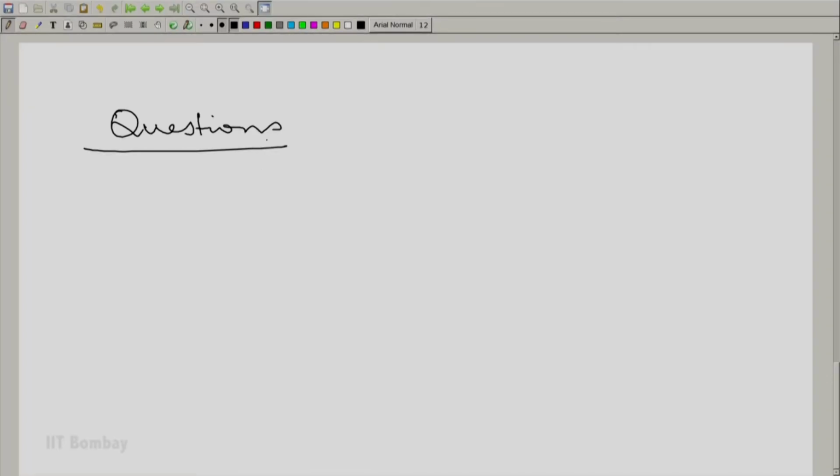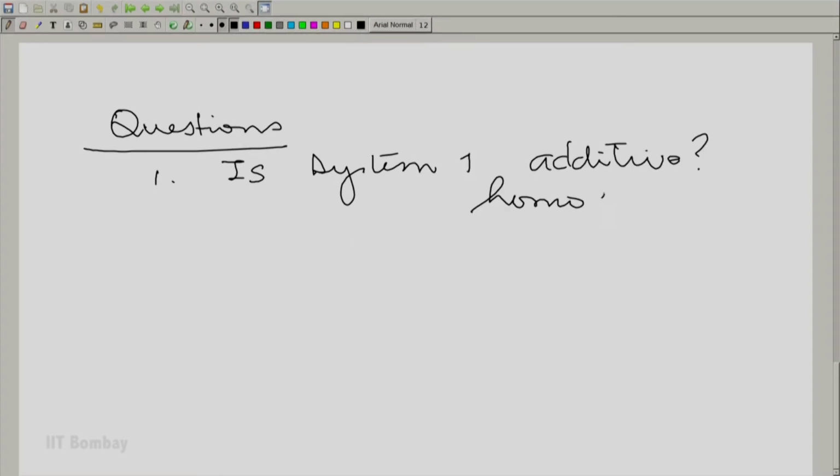In fact, now let me answer a few questions, or rather ask a few questions to you which would help you answer them. The questions are, is system 1 additive, homogeneous, shift invariant?